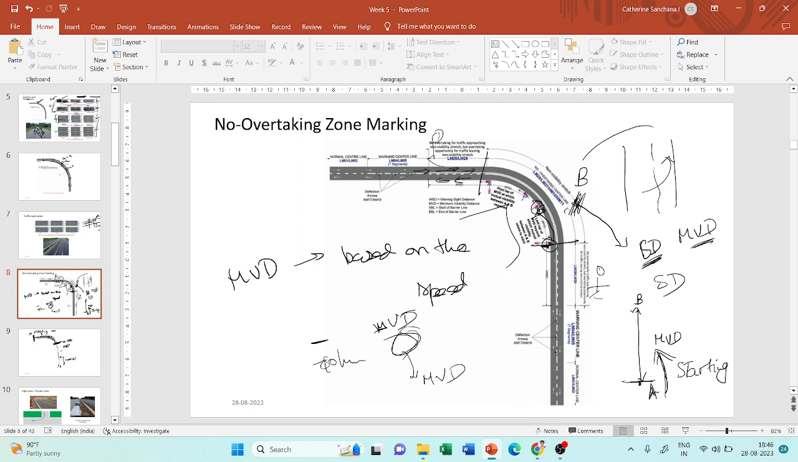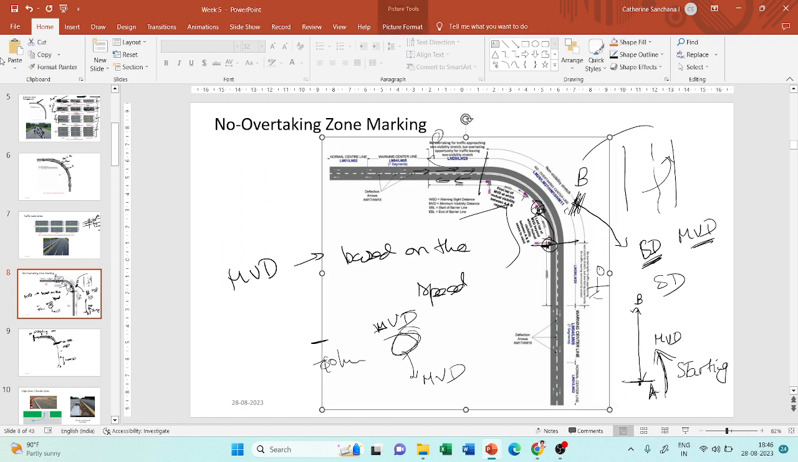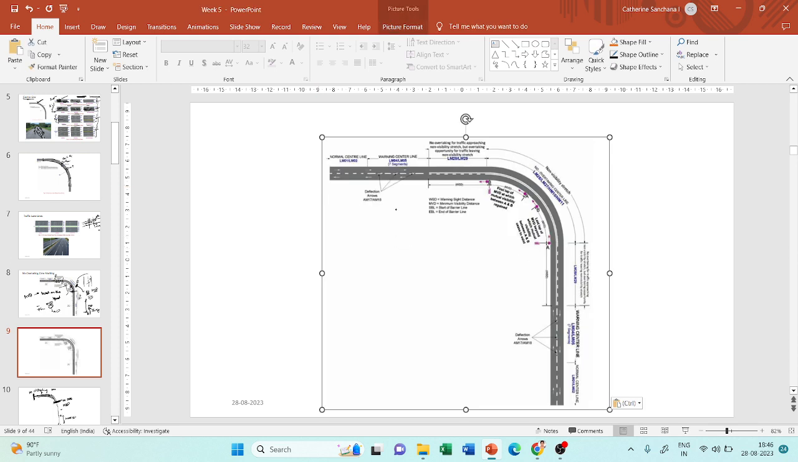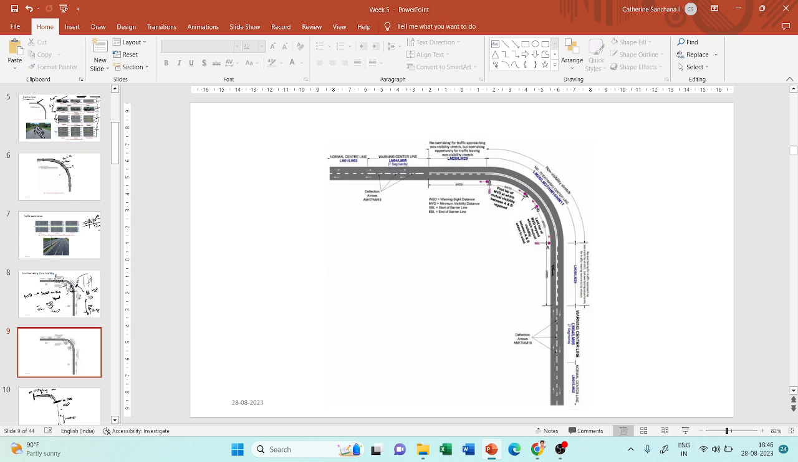Similarly, if you come here, the dashed line is to this side because this side of the traffic is approaching the overtaking zone, whereas the overtaking zone for the opposite side is already over. There's no overtaking zone ahead of them, so they can make the overtaking action.